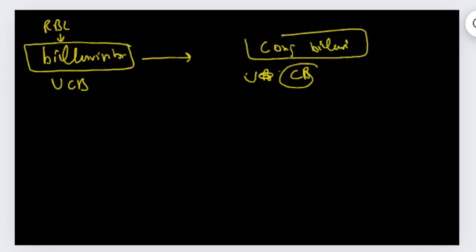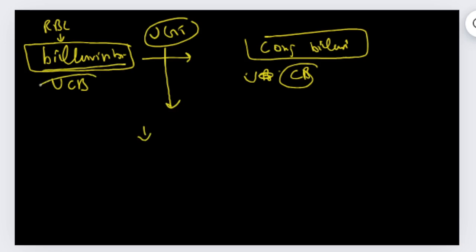Okay, conjugated bilirubin. Another important thing is that it is converted by the UGT enzyme, UDP glucuronosyltransferase. If this enzyme decreases, the unconjugated bilirubin will increase. So you have to remember something: unconjugated bilirubin, remember the RBC, and remember the UGT enzyme.